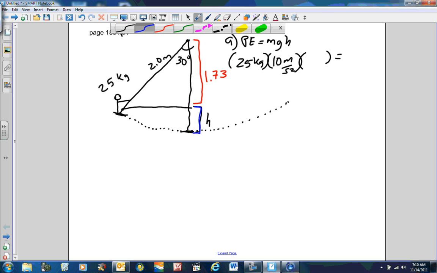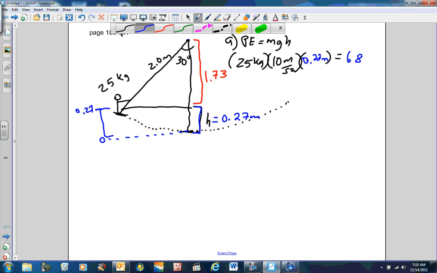Well, now that means I can find this, right? Because the distance from here to here is 2 meters, so it's going to be 2 meters minus 1.73, and that's going to give me 0.27 meters. So this child is 0.27 meters above the bottom position, which we're going to call 0, right? We get to call 0 where we want to call 0. So what I do, I put 0.27 meters in here. When I do that, I get 68.